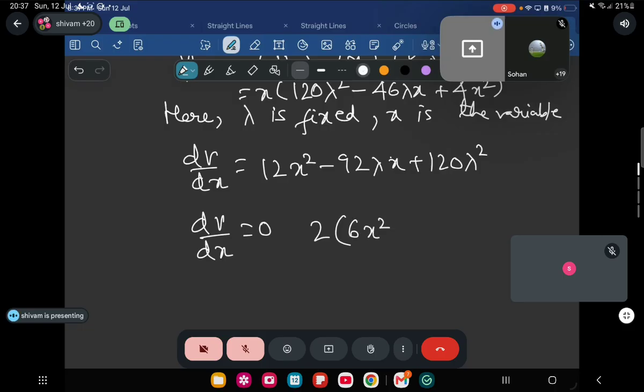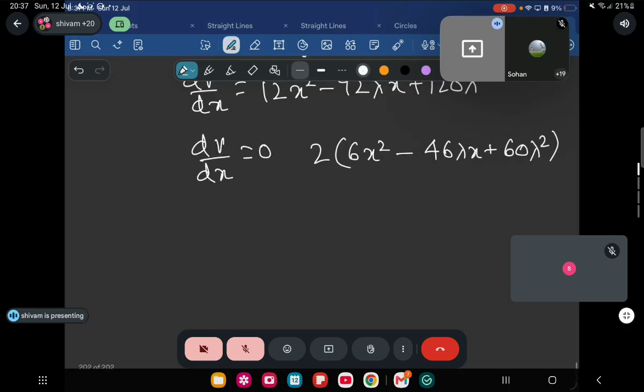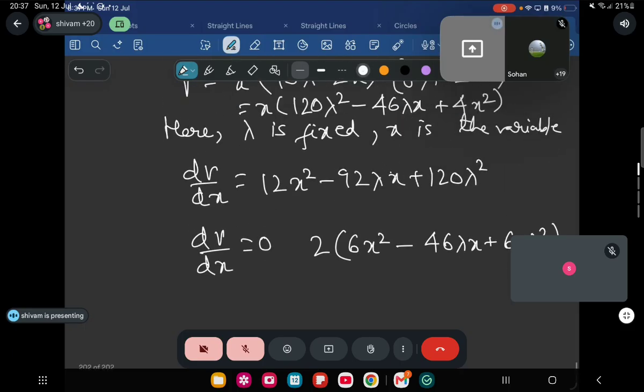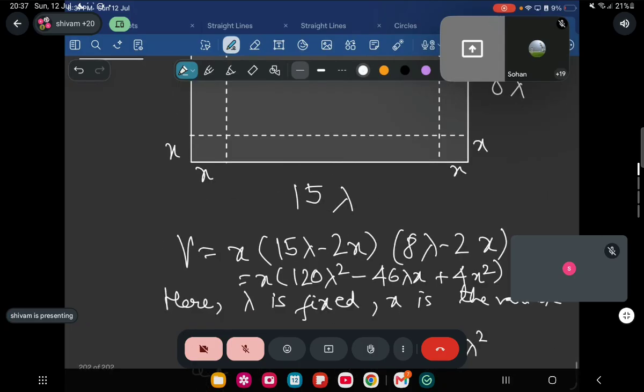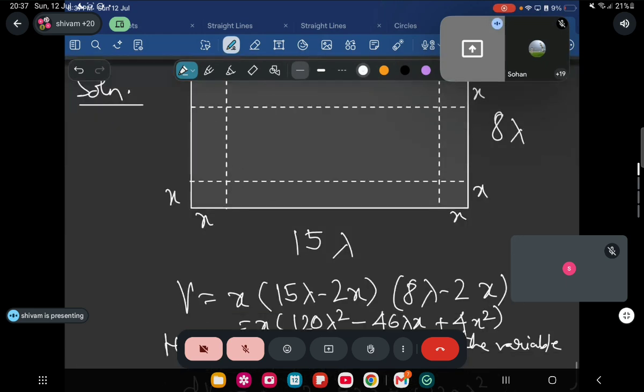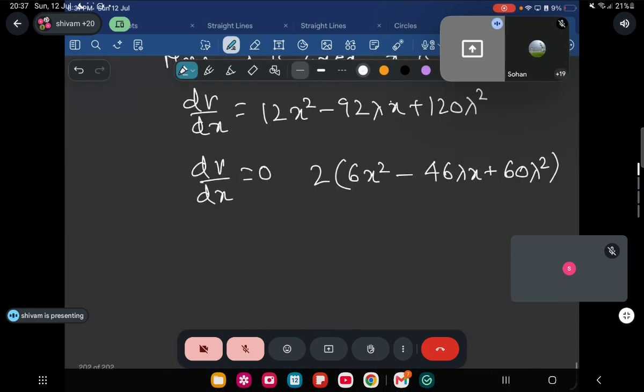We'll get 6x square minus 46 lambda x plus 60 lambda square. So again, you can take 2 common. We can find out the length of the squares by using 4x square equals 100. 4x square is equal to 100. Wait, I'm telling you.